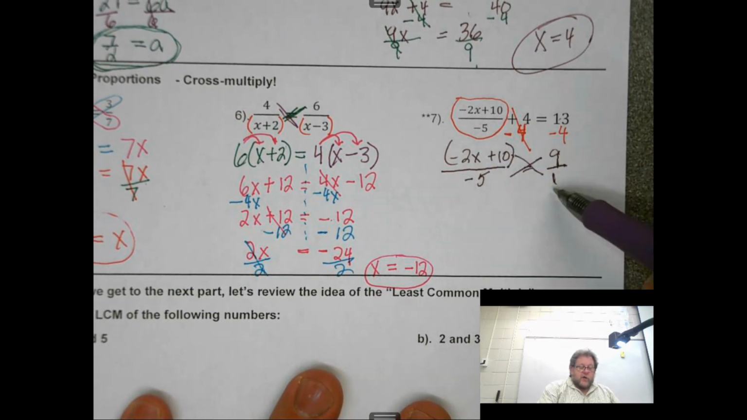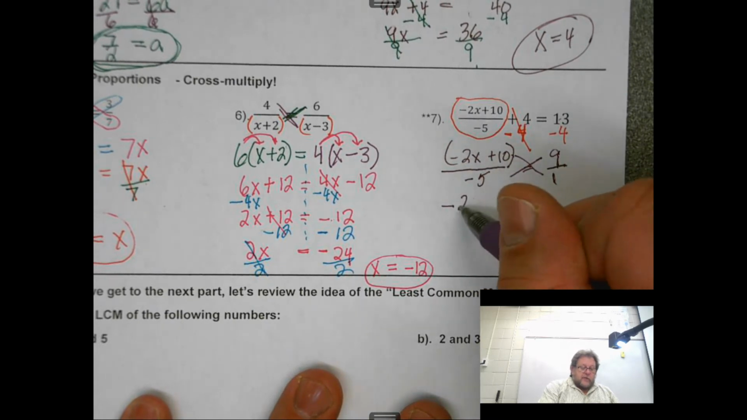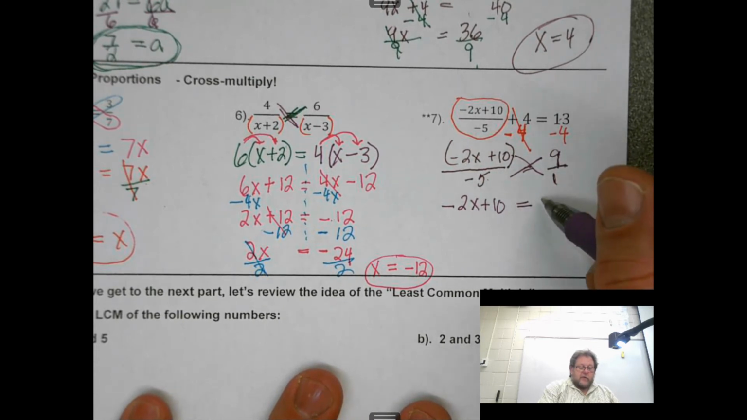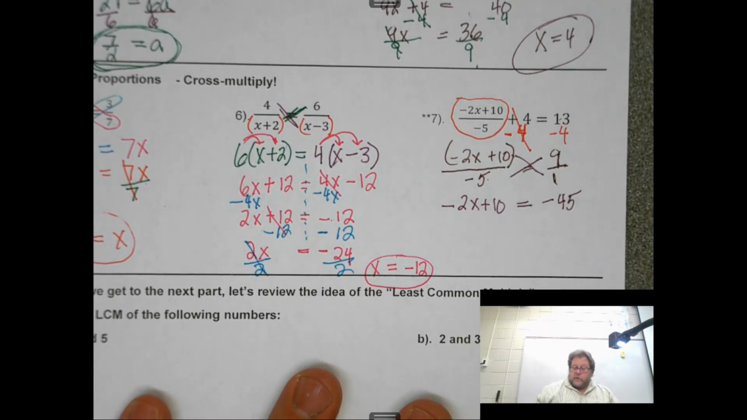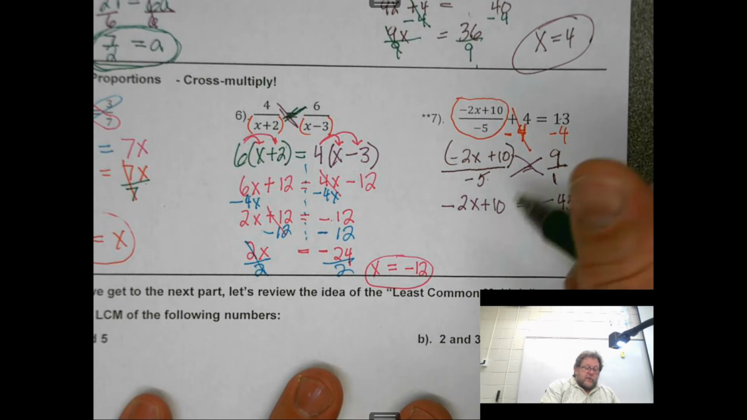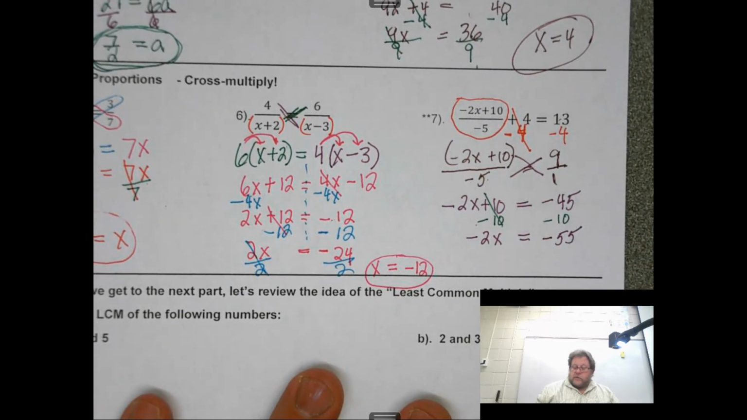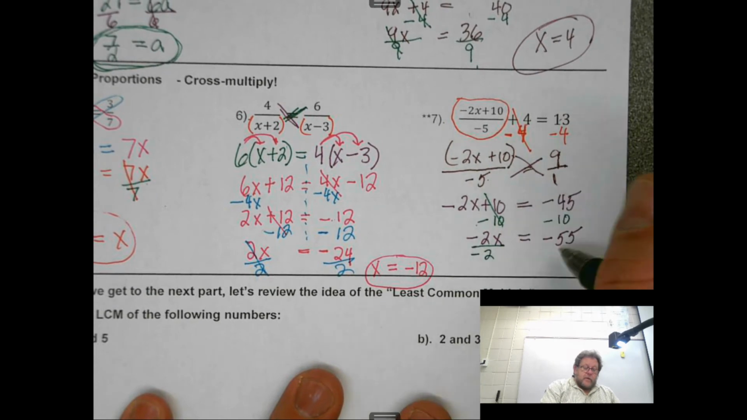Solve for x. Subtract 10 from both sides. I get negative 2x equals negative 55. Divide both sides by the coefficient, negative 2. And you could either leave it as x equals negative 55 over negative 2, which is the same thing as saying x equals 55 over 2. Either one is the correct answer.